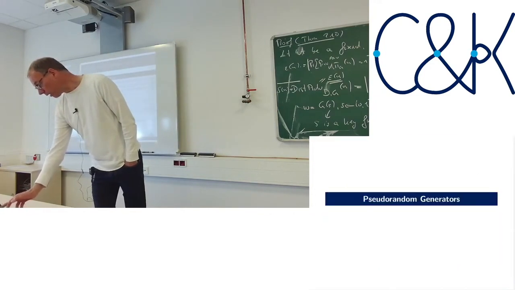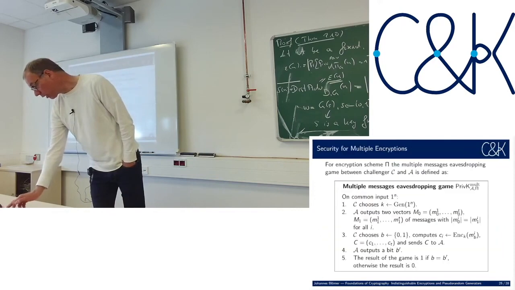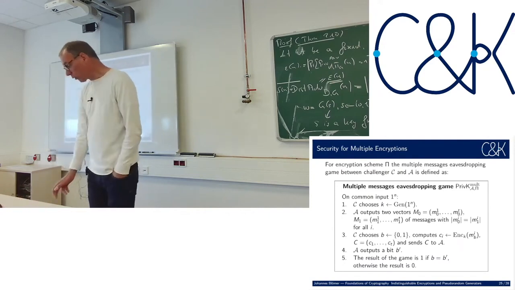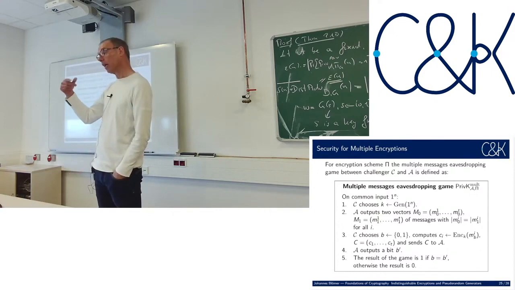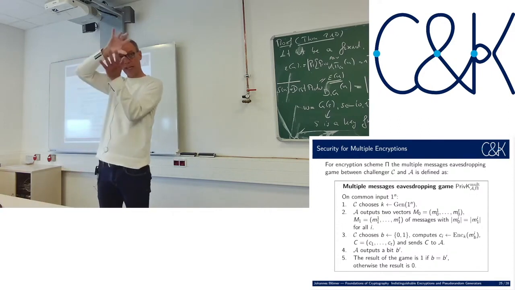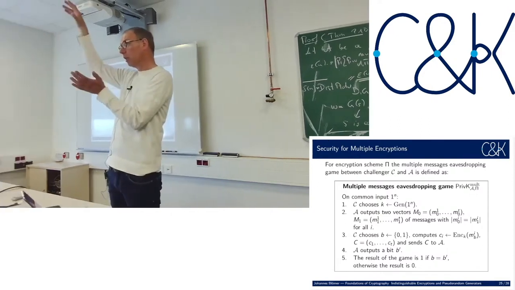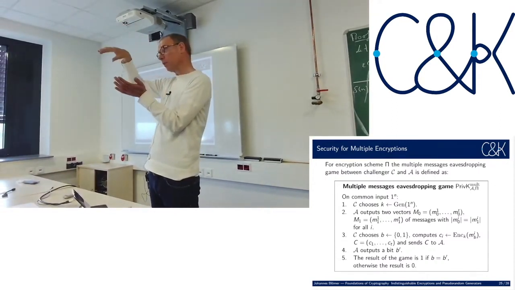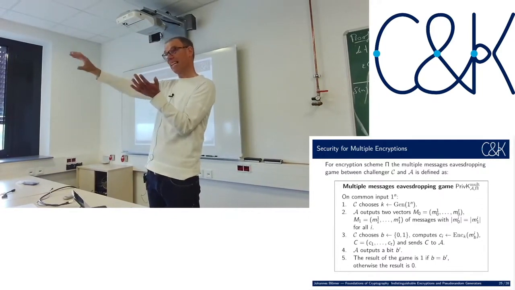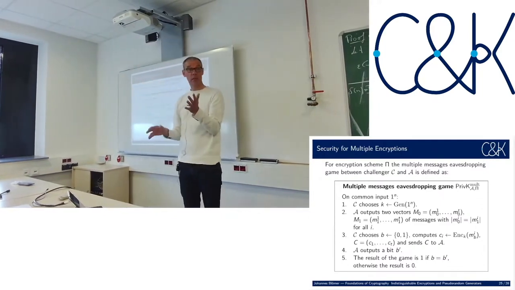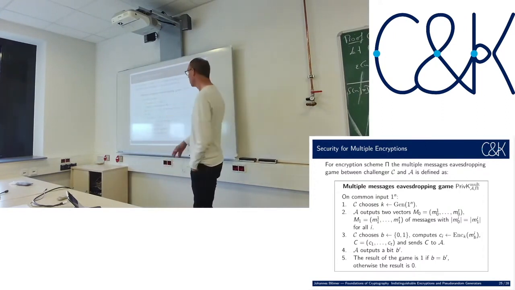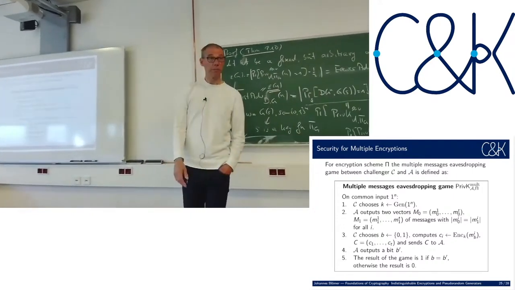enhancement and strengthening of this definition is to include this scenario where the adversary can get the encryption of more messages, and then has to decide, or yes, can have two sequences of messages. One of the sequences is encrypted. The messages in one of the sequences are encrypted. He gets all the encryptions and then has to decide which sequence it was. So this is the multiple messages eavesdropping game.